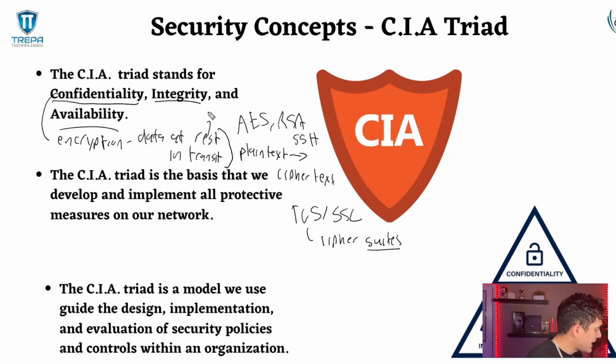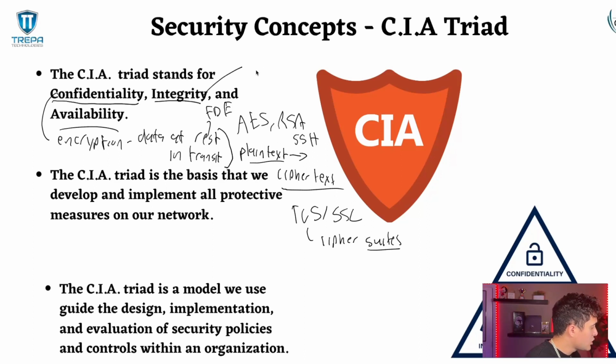We also, for our data at rest, have full disk encryption. We do this in our running configs when we use the line 5 or the secret command that gives us that level 5 encryption, right? So confidentiality deals with making sure our plain text becomes ciphertext. And now to talk about integrity.